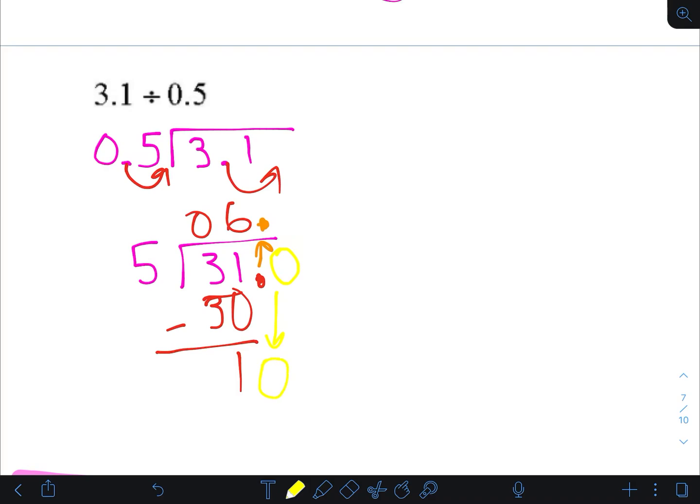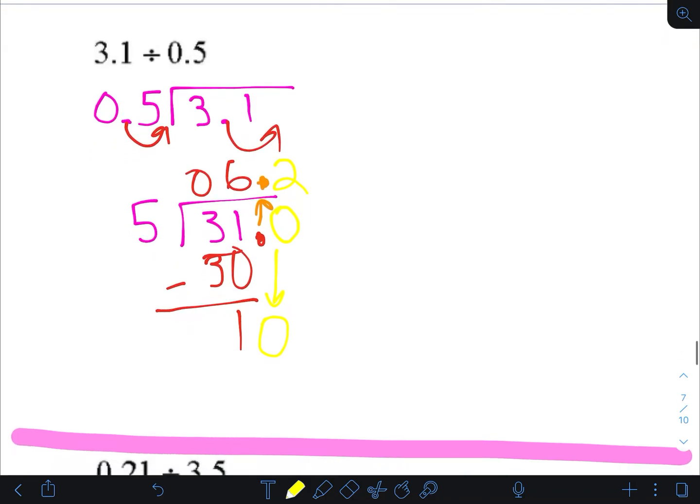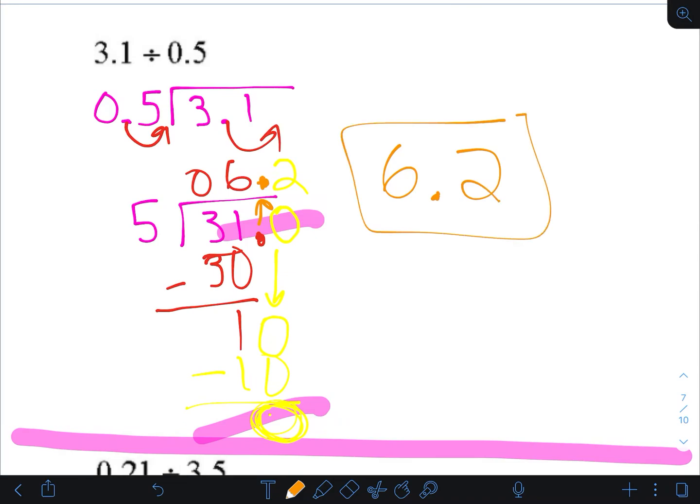5 goes into 10 twice. 2 times 5 is 10. Subtract, you get a 0. We have a 0 right there. We have no numbers right here. So the answer to our problem is 6.2. Okay, I'll do the next one without singing.